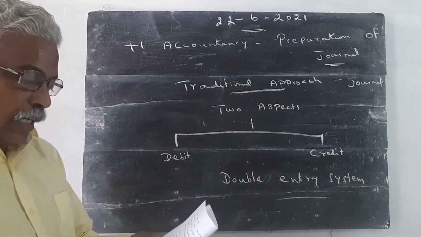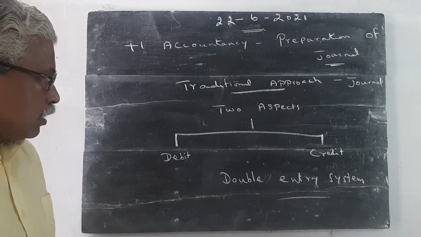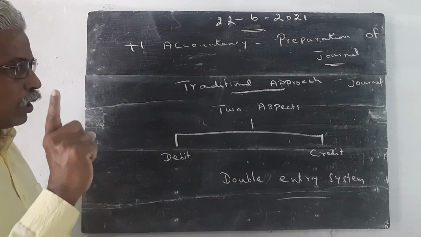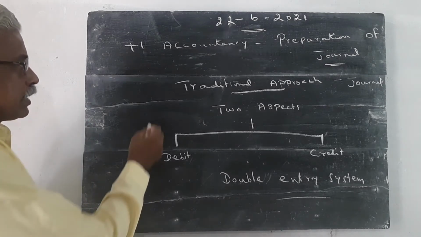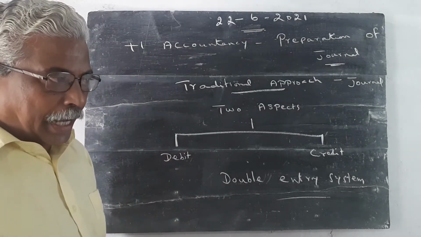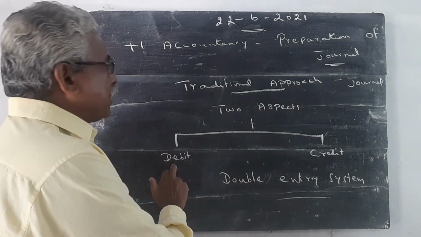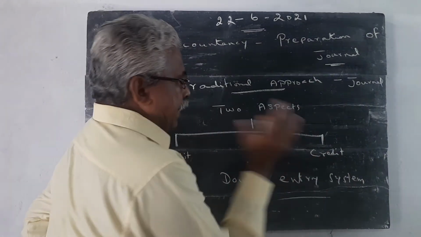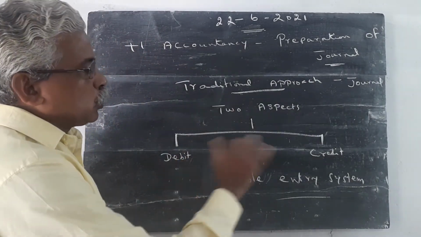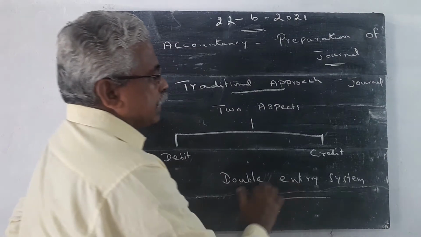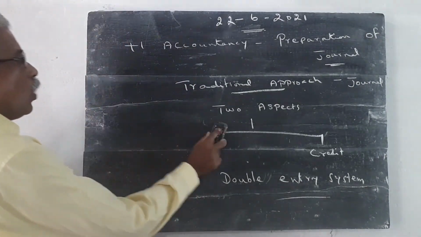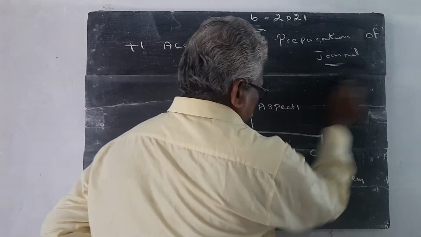Then here we study the next portion. I explain only one word, that is transaction. Each transaction has two aspects. One is debit aspect and another one is credit aspect. If every transaction affects two accounts, it is called the double entry system of bookkeeping. Then we study what are the different types of account.